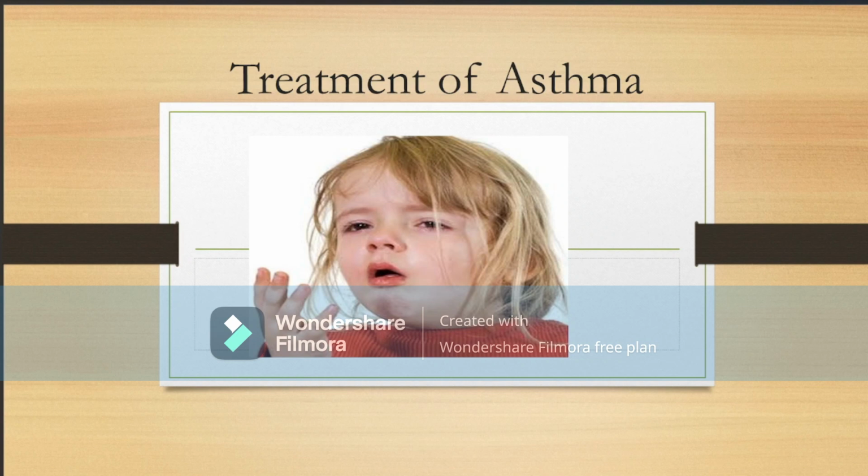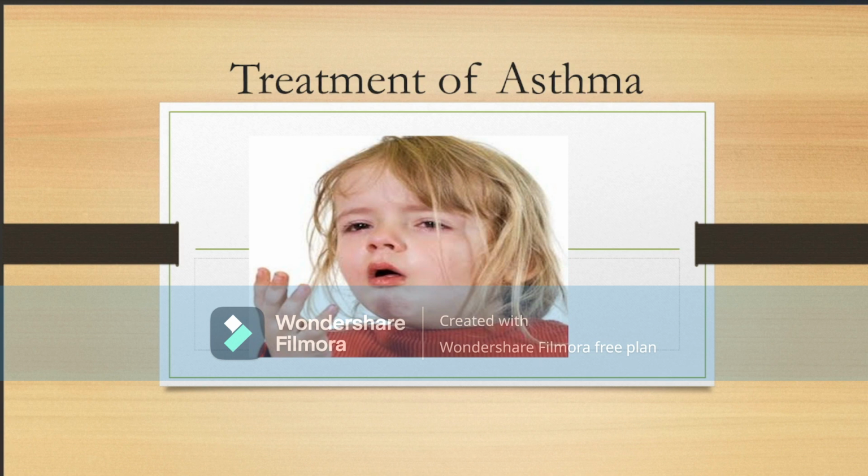Hello everyone. Today I am going to discuss the most common chronic disease in childhood, that is asthma. Asthma is also the most common morbidity disorder in children for any chronic disease. So it is very important to know about asthma.